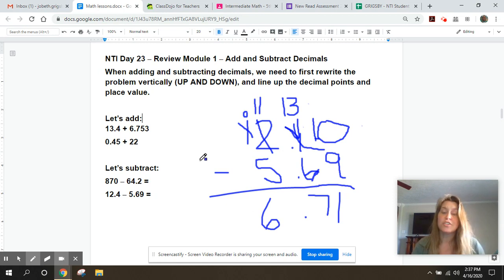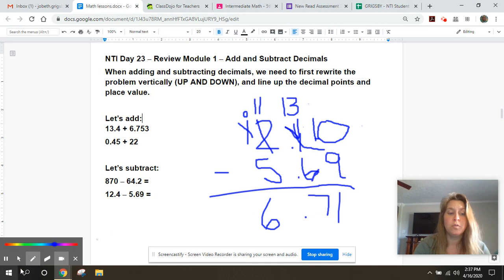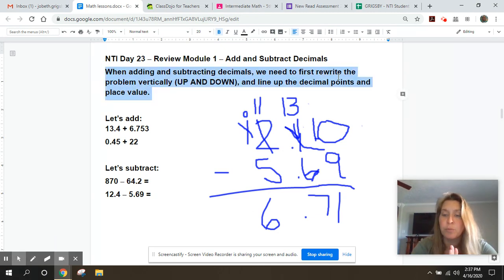All right. So that's really it for today, guys. Adding and subtracting decimals. Remember, when you are adding and subtracting decimals, you need to rewrite the problem vertically. That means up and down. And you need to line up the decimal points and place values.